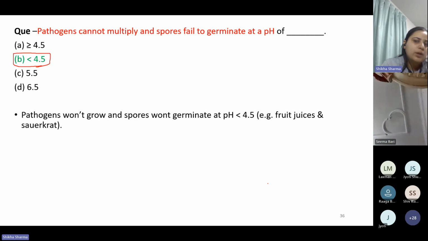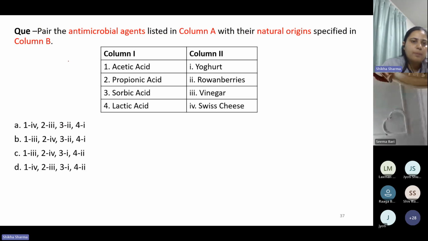We can find this kind of pH in different fruit juices or sauerkraut, which is a fermented product of cabbage. Because of the fermentation, the pH goes low and pathogens and spores cannot survive.